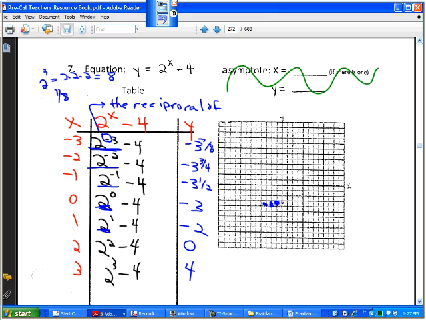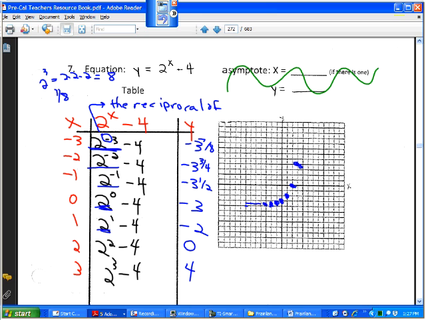0, negative 3. 1, negative 2. Now it's not creeping up, it's jumping up. 2, 0. Now it's really jumping up. See the exponential growth? It's growing exponentially. The change in y over change in x is exploding. And then the next is 3, 4 to the right, 3 up, and we can see that it really took off.